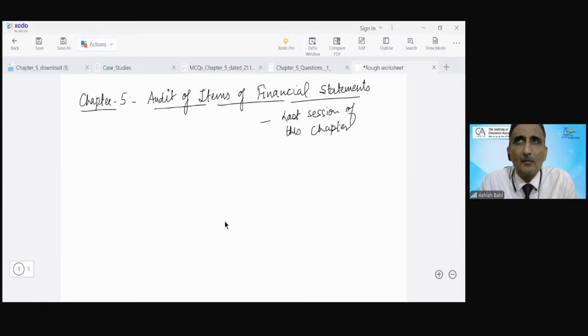Now this should come from you guys with lightning speed. We have been talking about this for 5-7 lectures now. Yes, Pranav, existence, completeness, valuation, that's also correct, rights and disclosure. Yes, well done, Pranav.